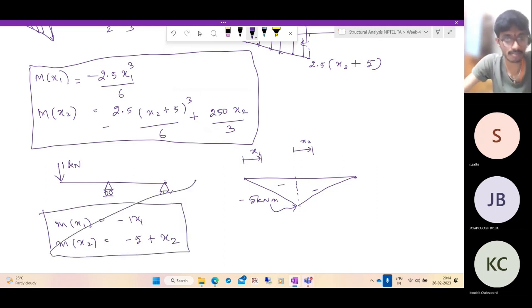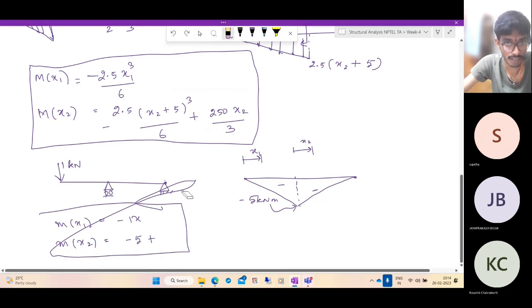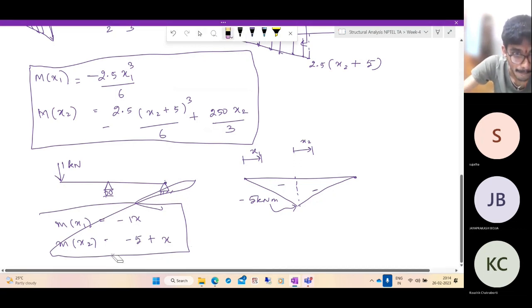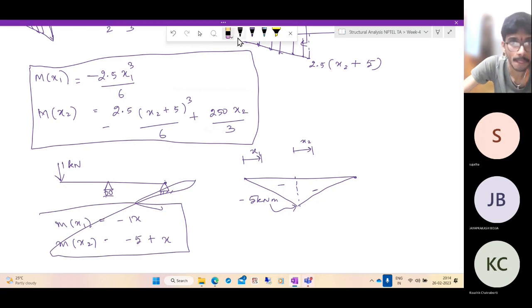Now, as usual, wait a minute, something went wrong here. It is minus 5 plus x2. I don't know why this scribbled like this. Okay, let it be. It is minus 1 x1 and minus 5 plus x2.